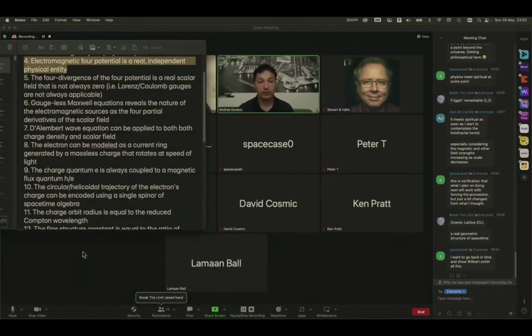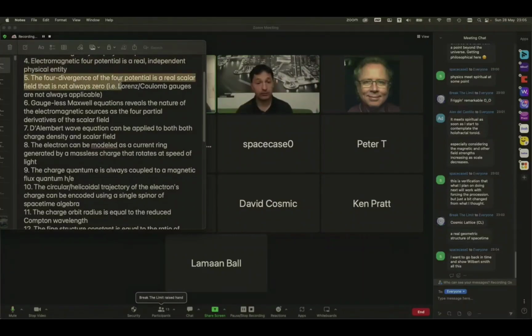No, that's fine. Okay. So 5, the 4-divergence of the 4-potential is a real scalar field that is not always 0, i.e. Lorentz-Coulomb gauges are not always applicable. Do you have a comment for that? Yeah, this is what I explained, yes, that we have an electromagnetic scalar field as a real physical entity.